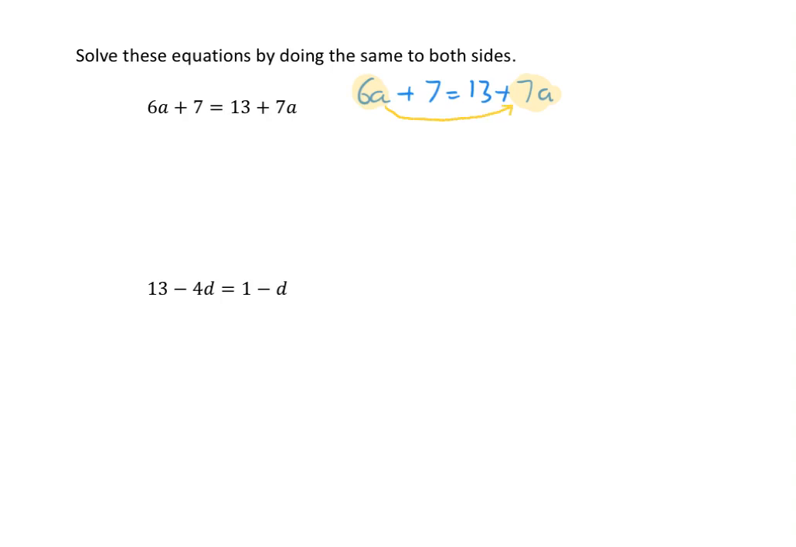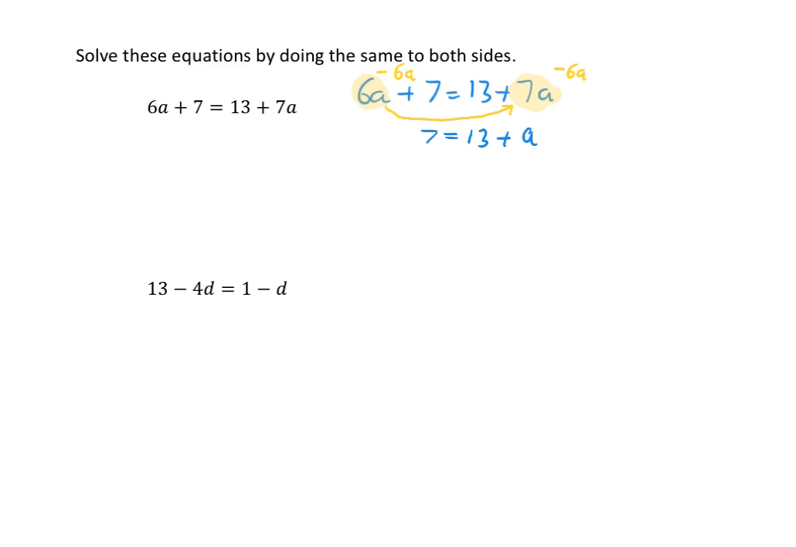To do that, I want to get rid of 6a on my left-hand side, and I need to do the opposite, which is subtract 6a. Then I need to do the same on the right-hand side, subtract 6a. So my equation then becomes 7 is equal to 13 plus a. Now that I've only got one unknown variable on one side of my equation, I can go ahead and solve.